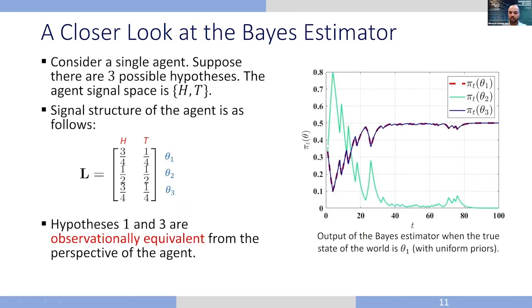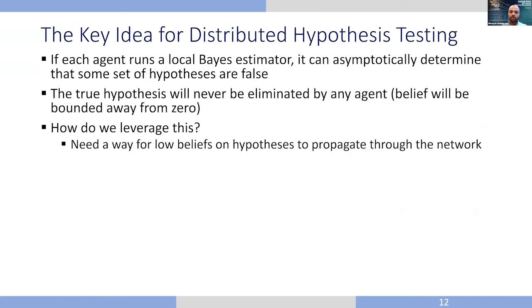So here's an example coming back to that example that we saw before. Suppose that theta 1 is the true state, okay? And so then the agent is sitting there looking at those local signals, it's seeing how often heads and tails come up. And over time, as it's doing Bayes' rule, it sees that the belief on theta 2 goes to 0, right? It's like, hey, I'm not seeing heads 3/4 of the time. I'm going to have a lower and lower belief that that's going to be the true state. But for theta 1 and theta 3, because I can't tell them apart, they're going to basically even out at 50% probability each. Okay. So that's the key idea. So the key idea is locally, I can eliminate certain states.